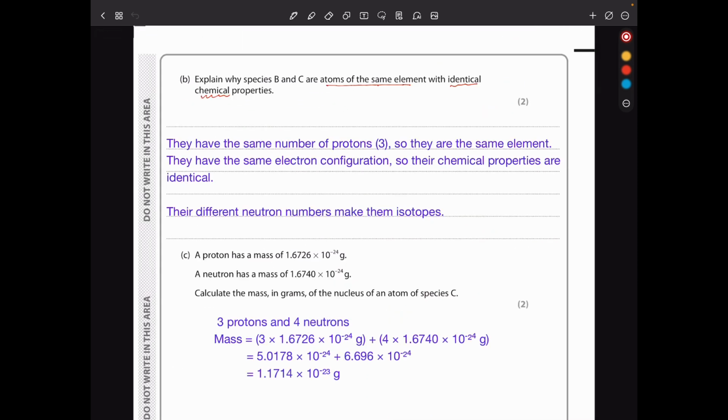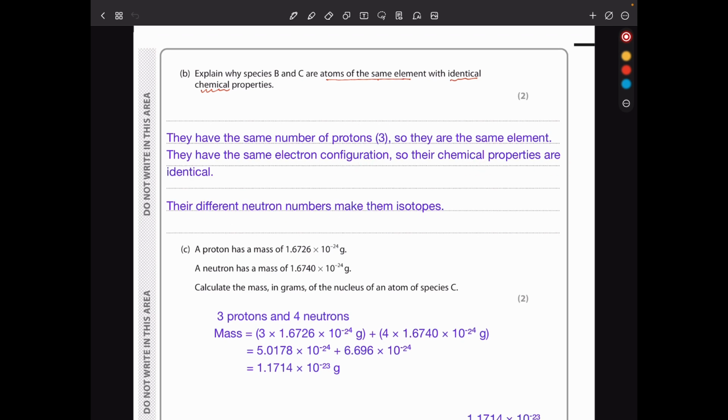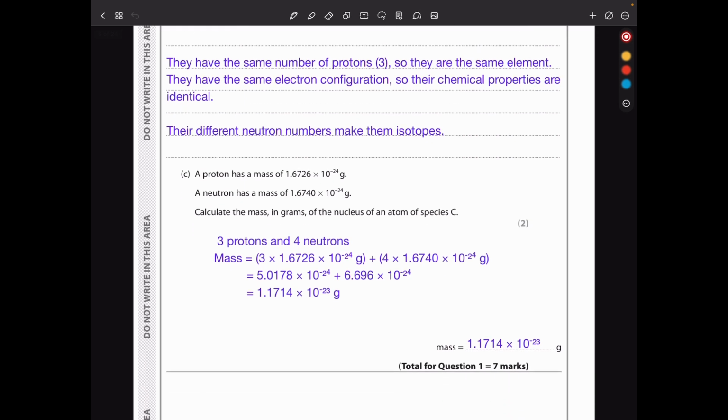In part B, explain why species B and C are atoms of the same element with identical chemical properties. To have identical chemical properties, it means they have the same electronic configuration or same number of electrons. So I say they have the same number of protons, which are 3, so they are the same element. They have the same electronic configuration, so their chemical properties are identical. Their different neutron numbers make them isotopes as well.